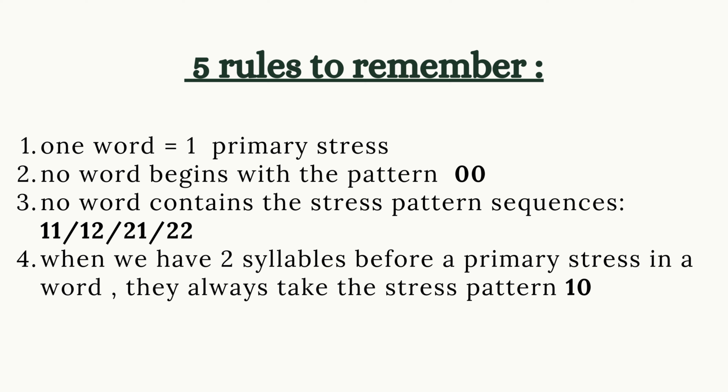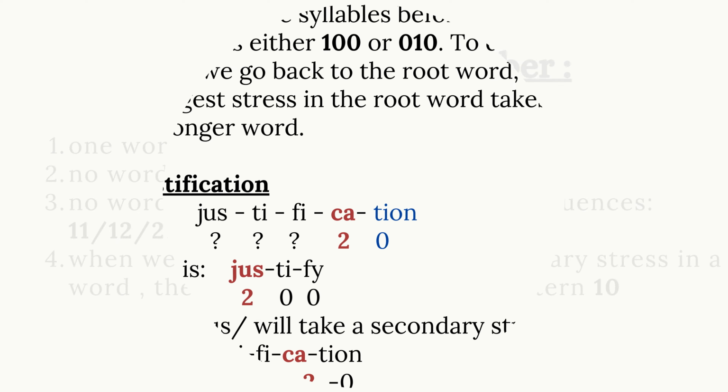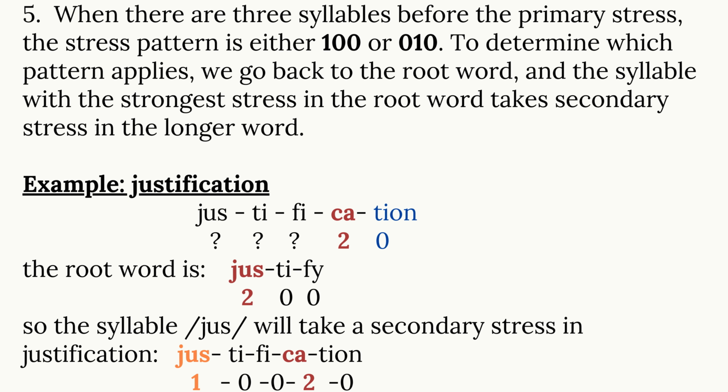4. 2 syllables before the primary stress always follow the pattern 10. If a word has 2 syllables leading up to the primary stress, the first syllable will have secondary stress, 1, and the second will be unstressed, 0. 5. 3 syllables before the primary stress follow 100 or 010. To decide which pattern applies, we look at the root word. The syllable in the root with the strongest stress will take the secondary stress in the longer word.